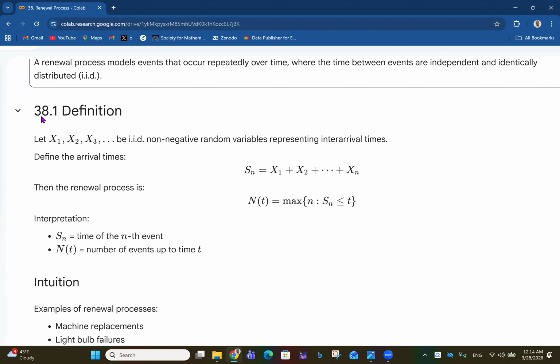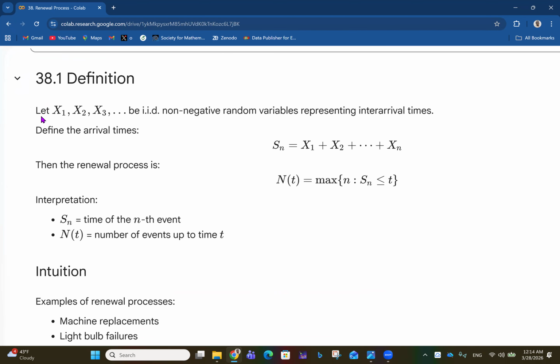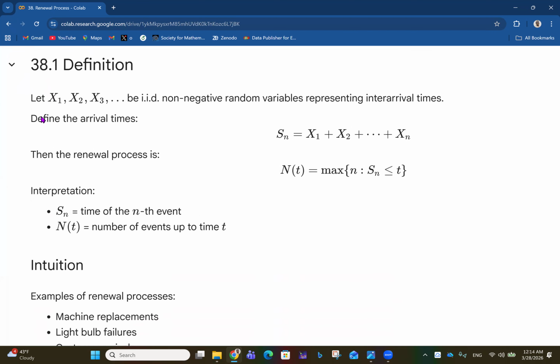So by definition, we say that if we have X1, X2, up to Xn that are independent and identically distributed, non-negative random variables representing inter-arrival times, then we can define the arrival times as Sn, which is X1 plus X2 up to Xn. That means that S0 is 0, of course, S1 is just X1, S2 will be X1 plus X2, S3 is X1 plus X2 plus X3. So it goes cumulatively like that.